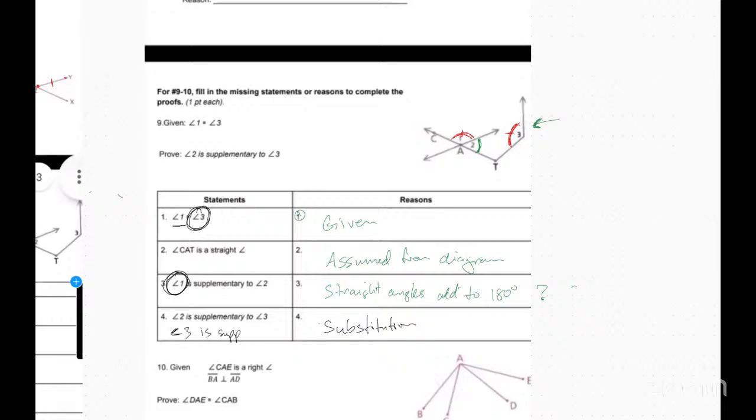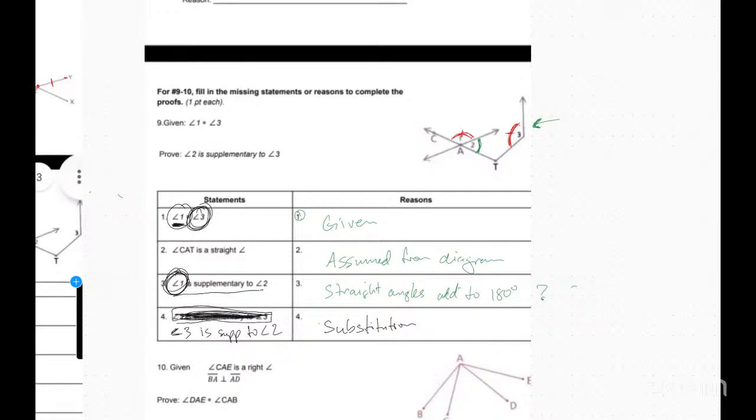But yes, I think it is substitution, because see how you're substituting in wherever you see angle 1, you can substitute angle 3. So since 1 is supplementary to 2, we can say that 3 is also supplementary to 2, which means 2 is supplementary to 3. That's why I didn't see the substitution property, but it is the substitution property that we're using. That's what we would use.